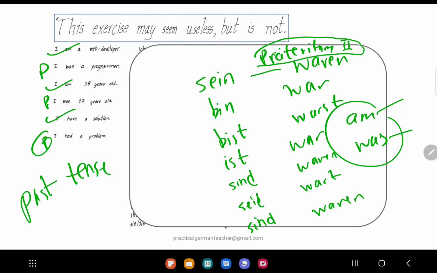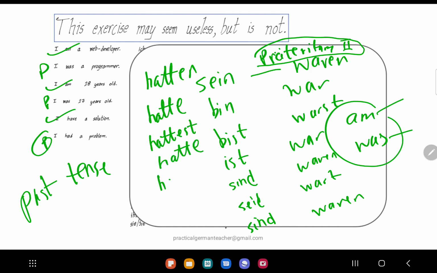And what about haben? Haben, you know: ich habe, du hast, er, es, sie hat, wir haben, ihr habt, and then Sie haben. But what about hatten? So you have ich hatte, du hattest, er, es, sie hatte, wir hatten, ihr hattet, and then Sie hatten, again hatten.